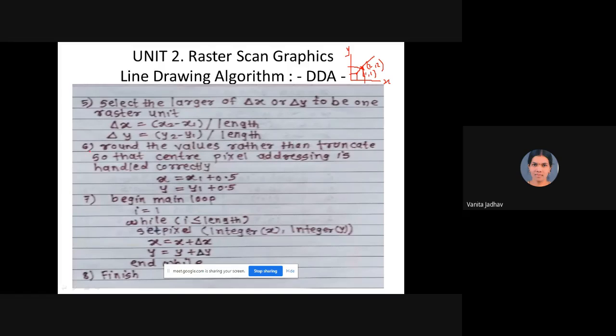In the sixth step, we are calculating x and y of the next pixel from the original x and y. The first pixel is nothing but x1, y1. So in x1 and y1, we are adding 0.5 and 0.5. Again, this is the standard one given in DDA.